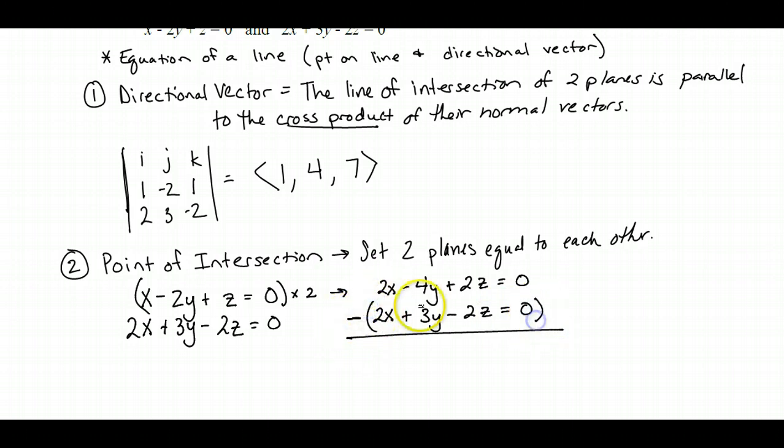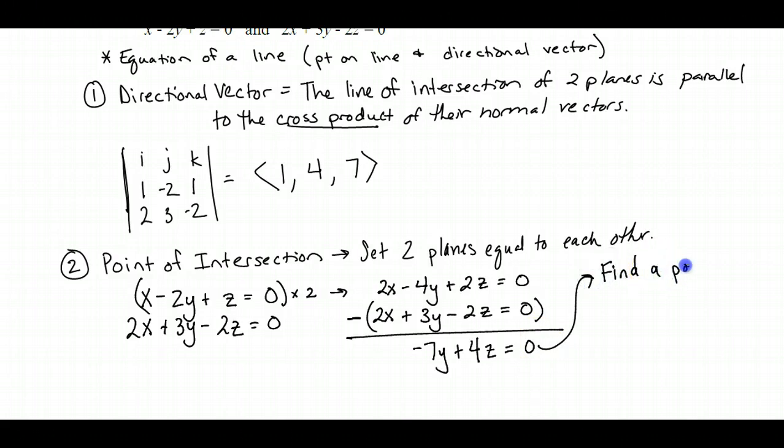So if I subtract everything, 2x minus 2x, great, the x's are gone. Negative 4y minus 3y will give me negative 7y. And although these coefficients are the same, it unfortunately doesn't work out very well. 2z minus a negative 2z will give us 4z, and we know that's equal to 0. Well, from here, what you can do is just find a point that works. And this one actually ends up being pretty easy.